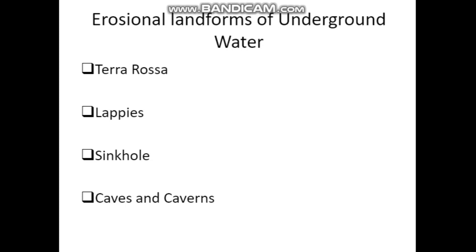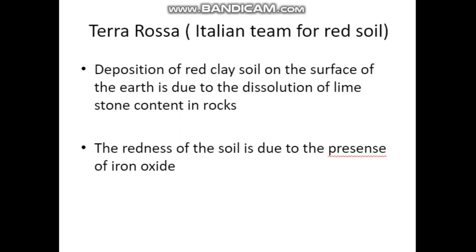Erosional landforms of underground water. Terra rosa. It is an Italian term that means red soil. In Italy it is named as red soil. So what do you mean by terra rosa? It is the deposition of red clay soil on the surface of the earth due to the dissolution of limestone content in rocks.